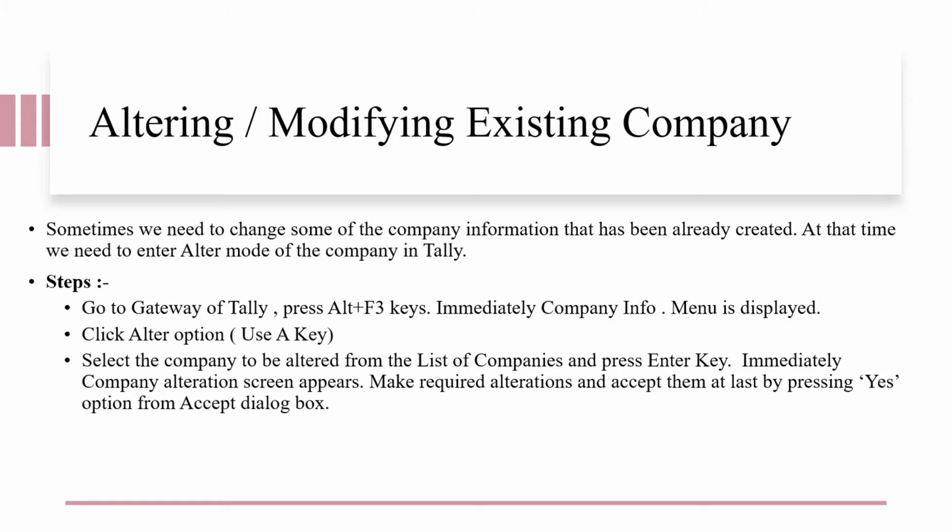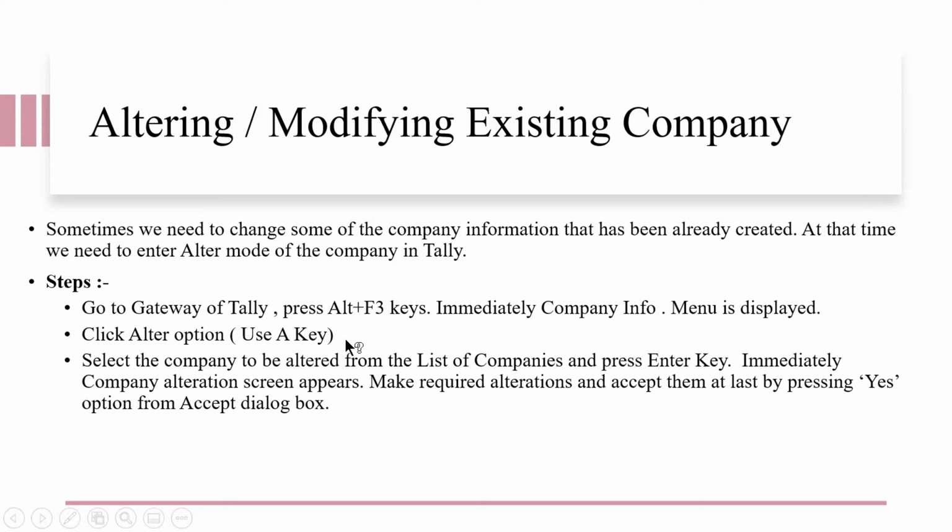Down we have the procedure. For this, again we have to begin from the gateway of Tally. From the gateway of Tally, we have to make use of the shortcut key, that will be Alt and function key F3. This will take us to the company info menu. Once we press these keys, the company info menu will be displayed. In that menu, we have the alter option. Either we can click on the alter option or else we can make use of a shortcut key, that will be the letter A.